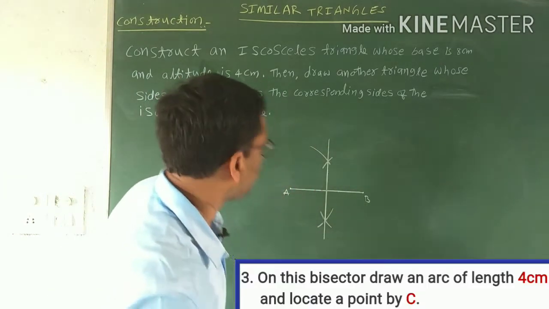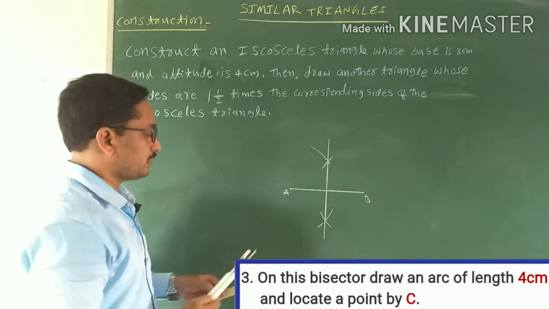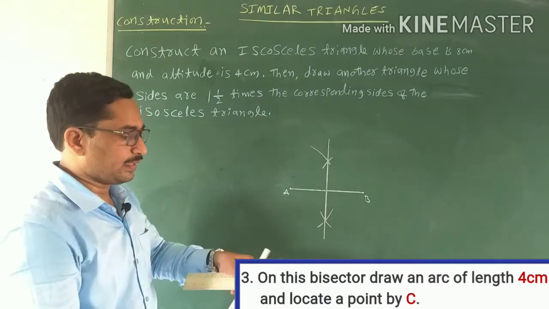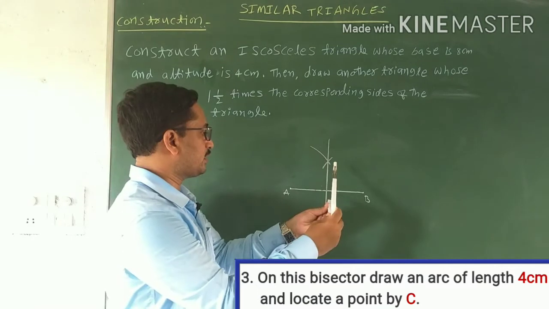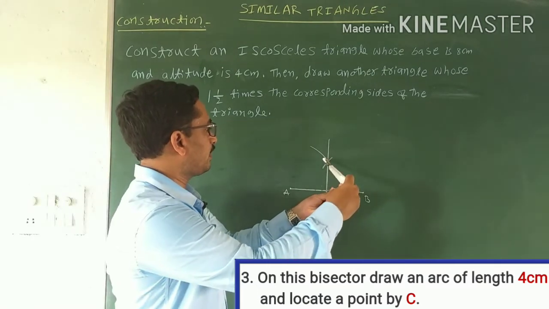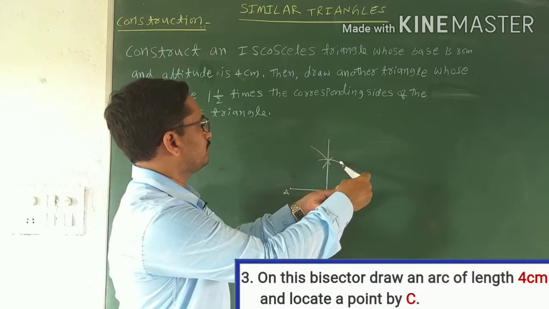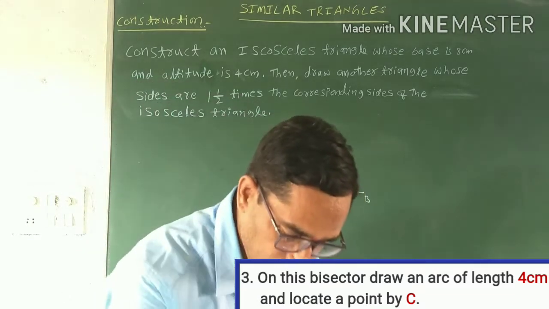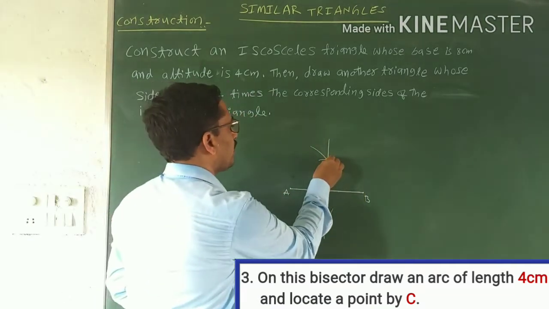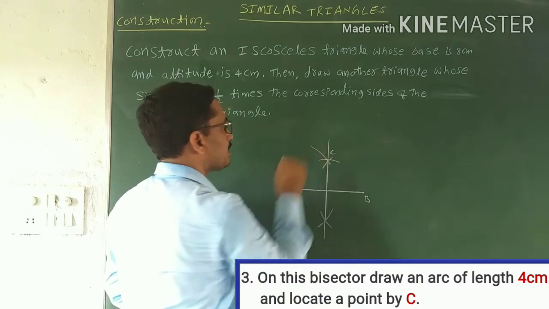Now we have to locate the altitude for this triangle. By taking the length of the arc as 4 centimeters, this is the center, draw an arc which cuts here, and locate this point as C.